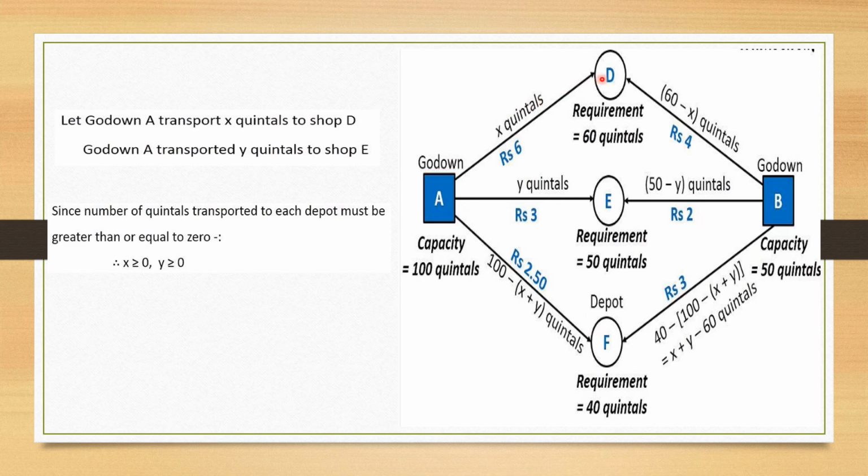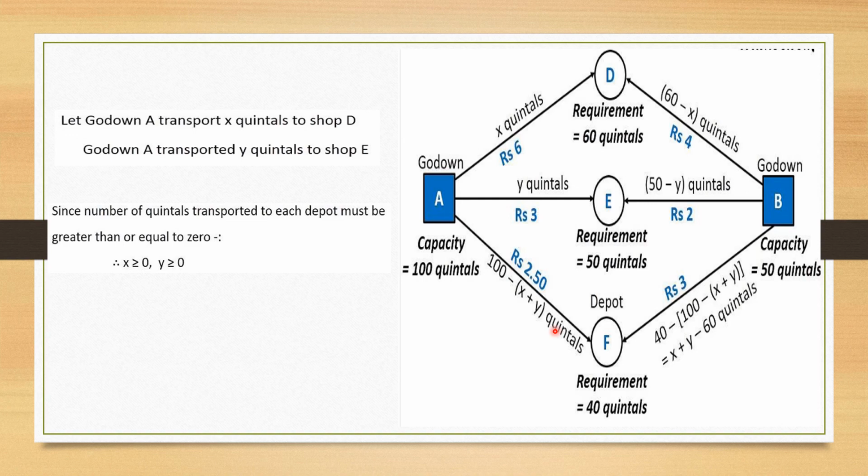It is supplying from A to D X quintals and from A to E Y quintals. That means it has already supplied X plus Y quintals to D and E. Now its capacity is 100. So what is left with it? 100 minus (X plus Y), that is, 100 minus whatever it has already supplied. And only this is the quantity which it can give to F. So it can supply to F 100 minus (X plus Y).